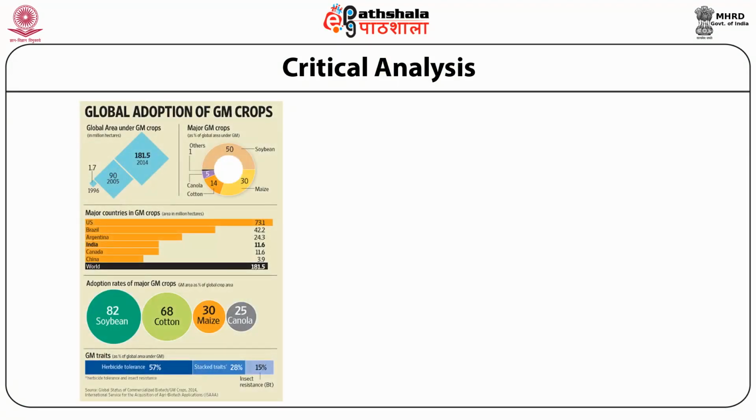We were talking about the pros and cons, or advantages and disadvantages, of GM crops, or genetic engineering applied to food and animals. If we look at the global scenario, the global adoption of GM crops has increased a lot over 2 decades. In 1996, the global area under GM crops was only 1.5 million hectares, which has now increased to 181.5 million hectares. It means there has been a tremendous increase in the area under GM crop production.